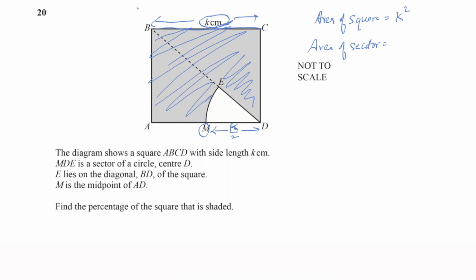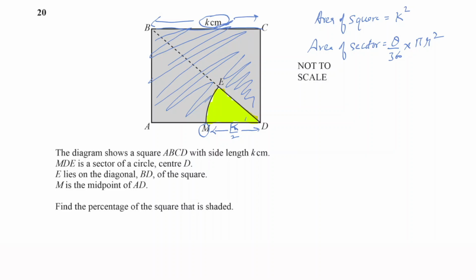Area of sector is this part. Okay, I'll shade this one. This is the area of sector, and to find the area of sector we have a formula, and the formula says theta by 360 times pi r square. This is the formula that we will be using.